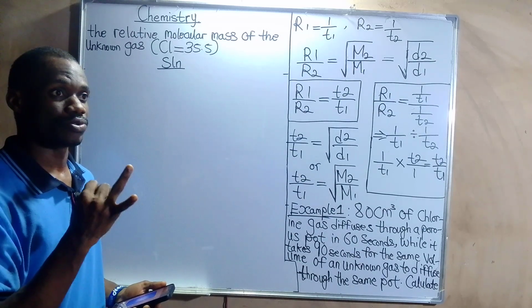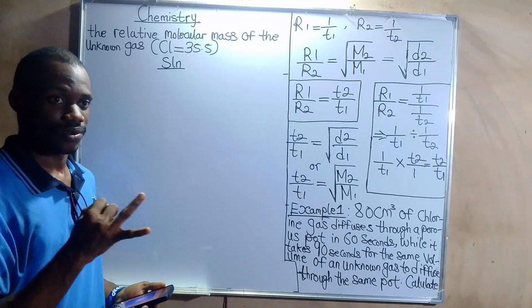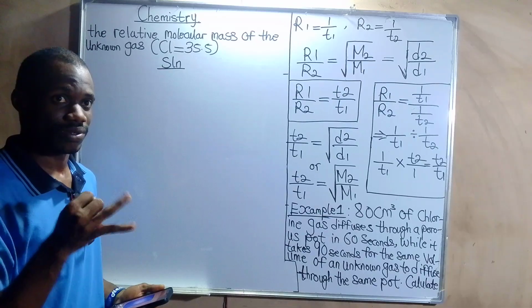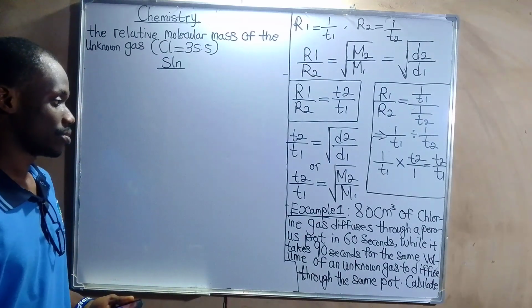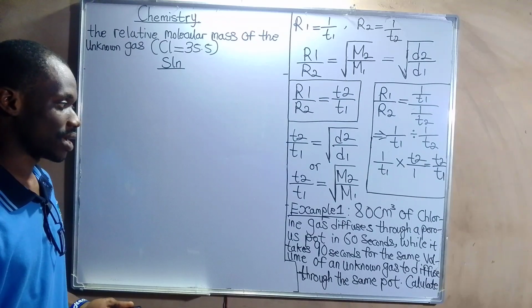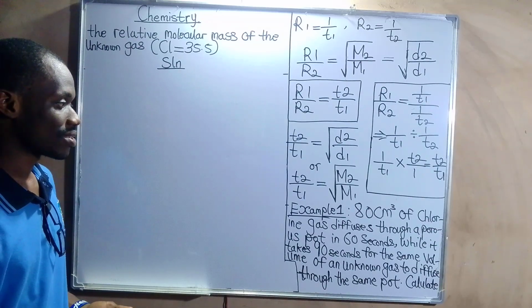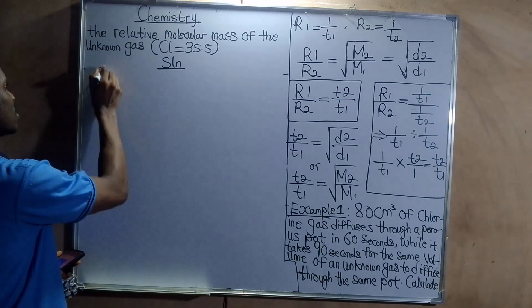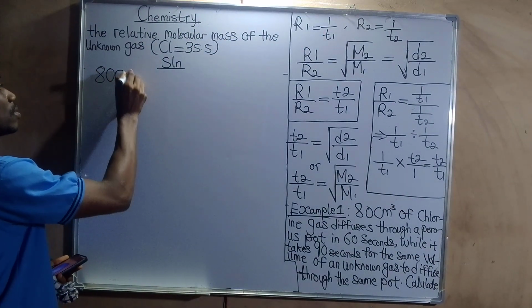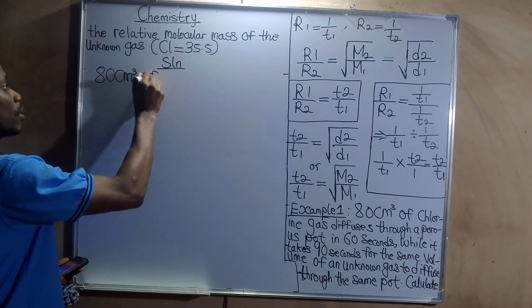Second, you should be able to identify the problem. If you can read the question and identify the problem, then you will be able to solve it. So now we'll bring out the parameters. Now, 80 centimeter cube of chlorine gas. So they gave 80 centimeter cube of chlorine gas.